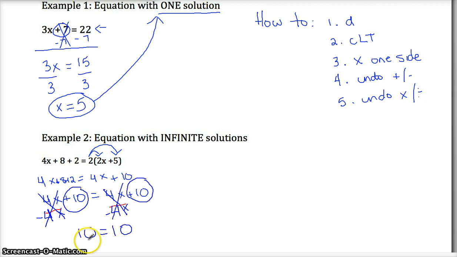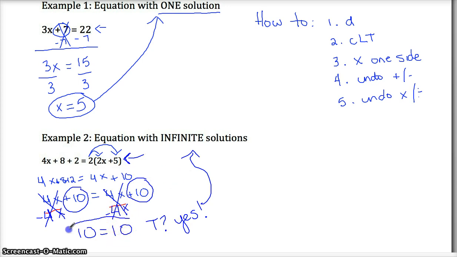Now you have to ask yourself, there is no more variable like we had up here. You had an x equals 5. There is not a variable in this expression, but is 10 equals 10 a true statement? Is it true? If it is true, that means that there are infinite solutions to this equation. Another way to say that is that I can put any number in for x into this equation and it will make the equation true. So this one is one that has infinite solutions.